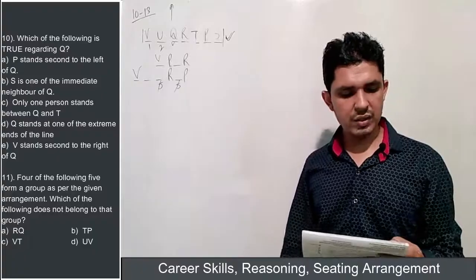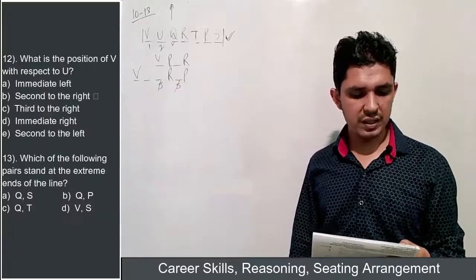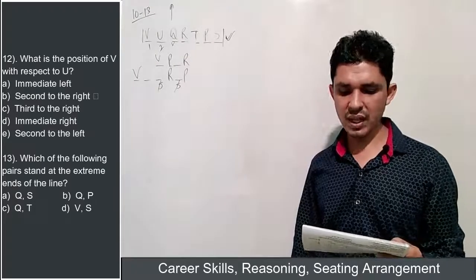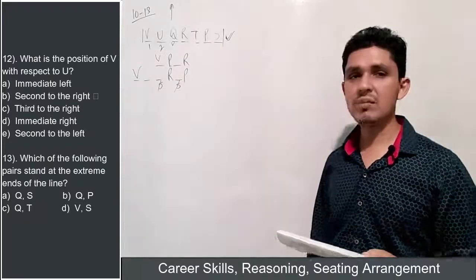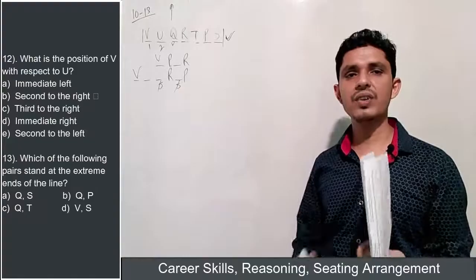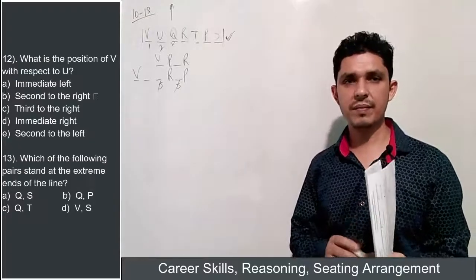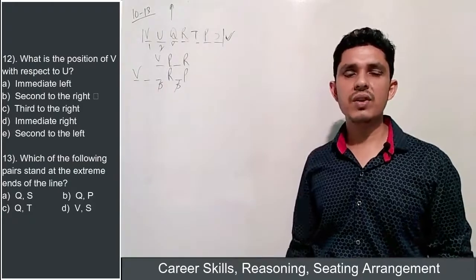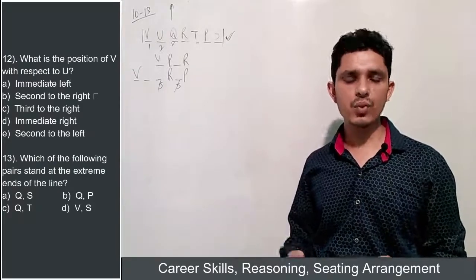Okay, let us go to question number 13. He is saying, which of the following pairs stand at the extreme end of the line? So if we check the extreme end of the line, VS will be the answer, right? So I guess friends, this question will be clear. Let us move to the next one.